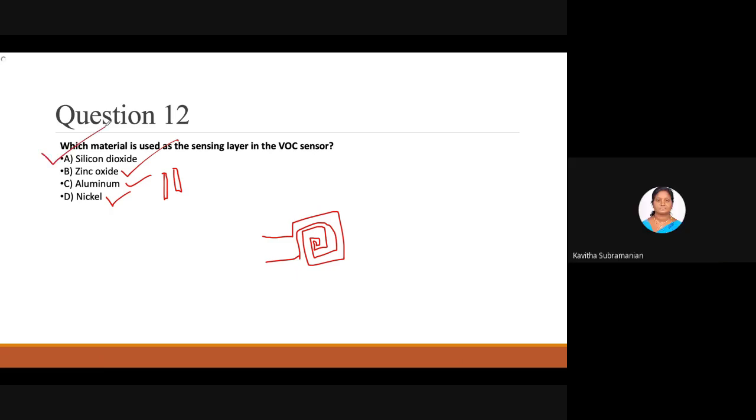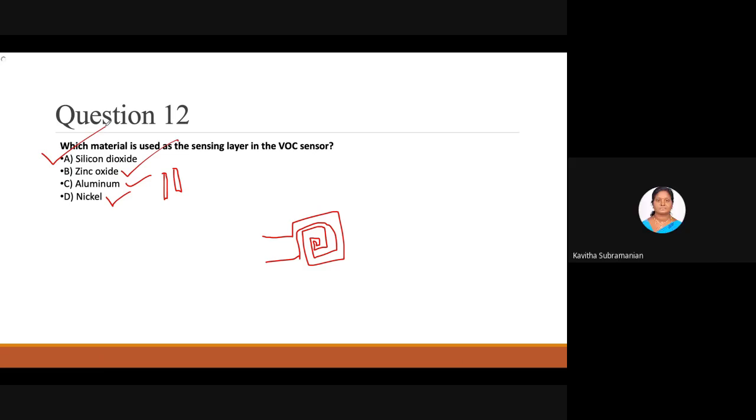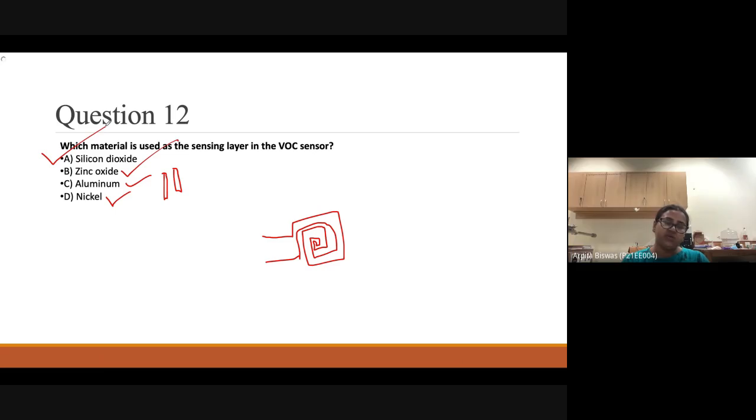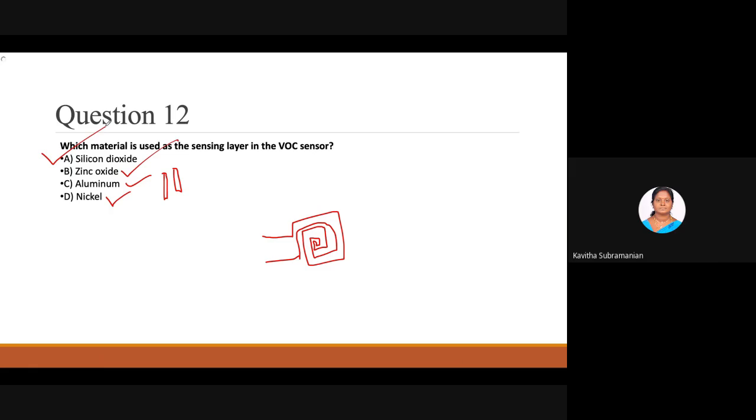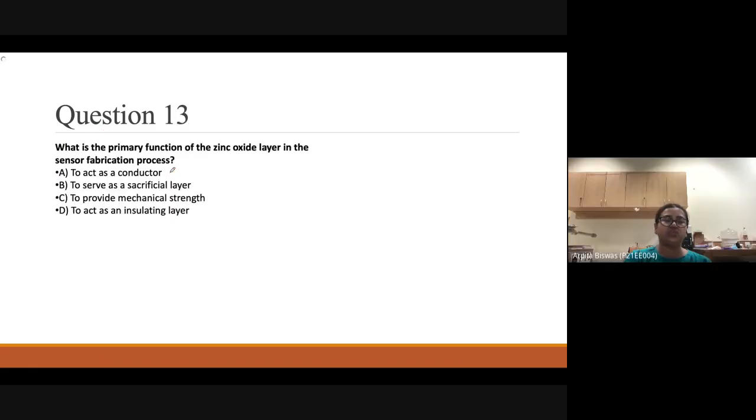And where is silicon dioxide used? Silicon dioxide is used as an insulator, an insulating layer, and a sacrificial layer also. What about the dielectric layer, like the gate dielectric? Yes, that is also useful. It can be used as a mask also, to protect some portions, and also as a passivation layer.